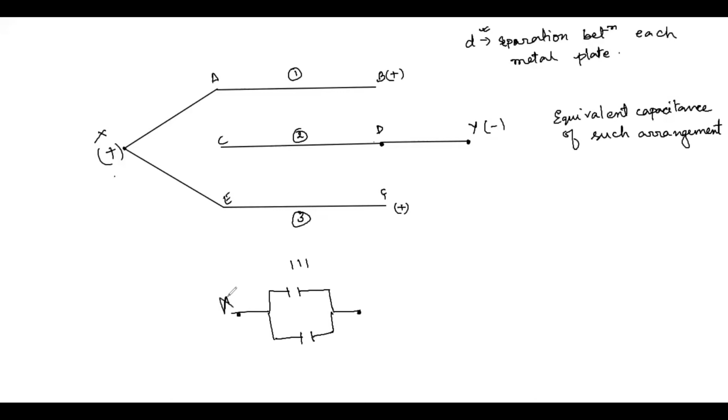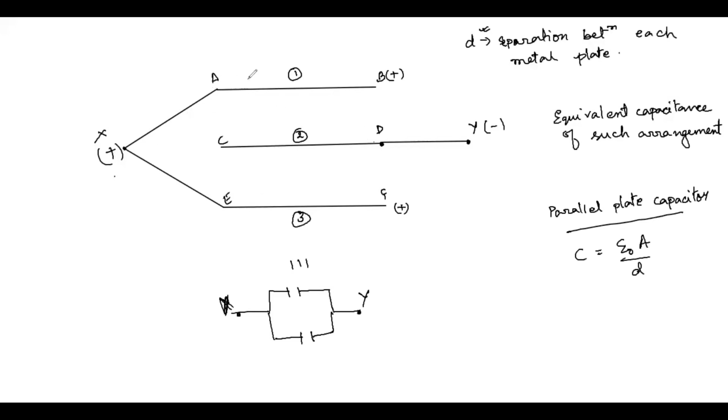Let's say that this is point X and this is point Y. Right? Now we know that for a parallel plate capacitor, we have this capacitance expression, which is nothing but epsilon naught A by D. Since here also we are having metal plates, which are arranged in parallel form, parallel position we have arranged it.